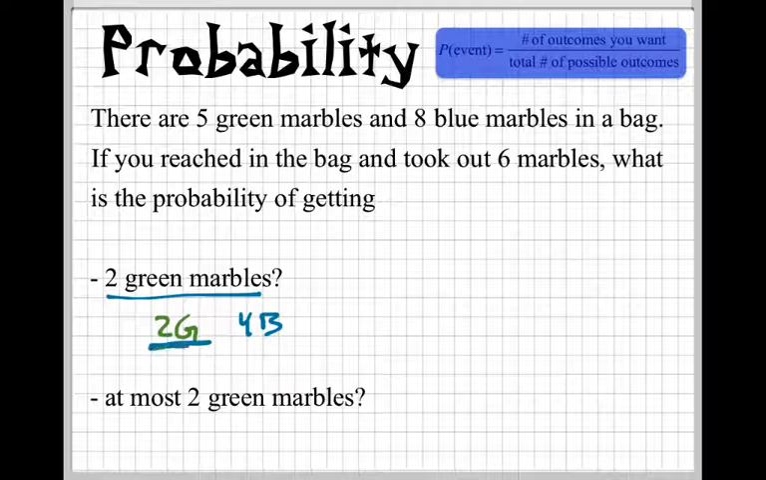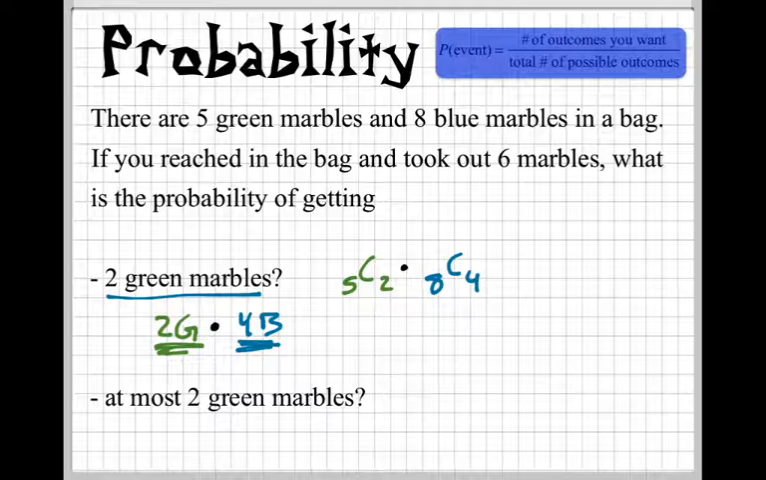So how many different ways can we get 2 green, and how many different ways can we get 4 blue? That's the total number of outcomes for green and the total number of outcomes for blue. Then we have to multiply those two together to figure out the total number of events that we want. So for the top, we have 5 total green, and we're choosing 2 of them. Then we multiply that times choosing 4 blue, and there's 8 total possibilities. This will give us the total number of outcomes that we want.